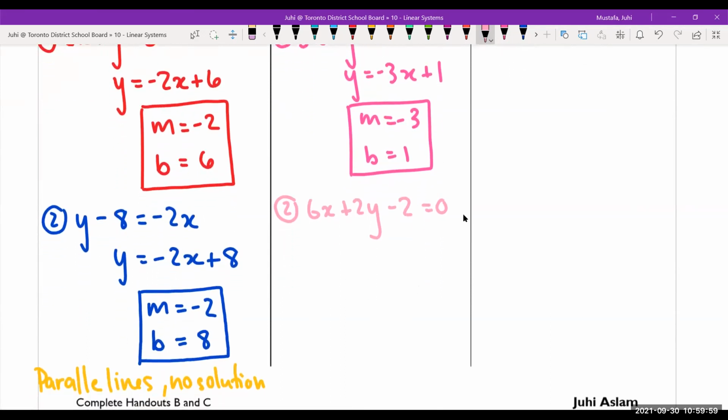And you can also, sometimes when something is already in standard form, it's just easier for me to not convert it and use the formula m is equal to negative a over b.